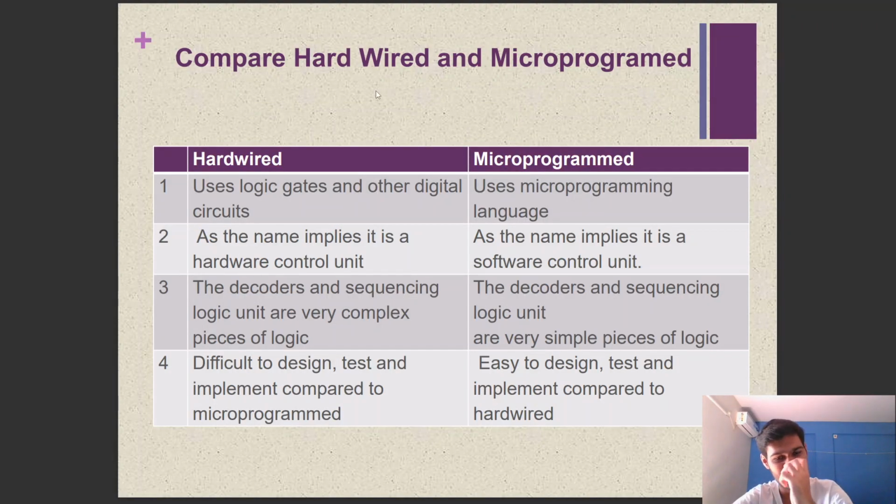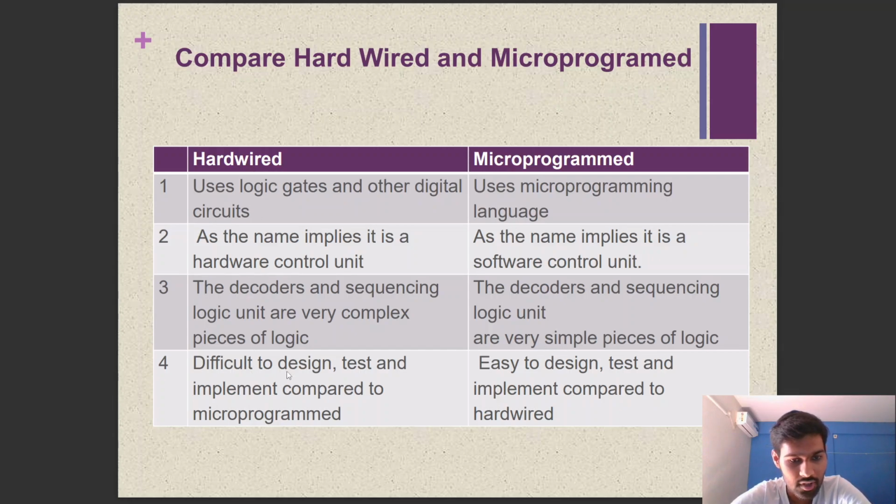What is the difference between hardware and microprogram? Hardware uses logic gates and other digital circuits. Microprogram uses microprogramming language. As the name implies, it is a hardware control unit. As the name implies, it is a software control unit. The decoder and sequencing logic units are a very complex piece of logic. The decoder and sequencing are a very simple piece of logic.